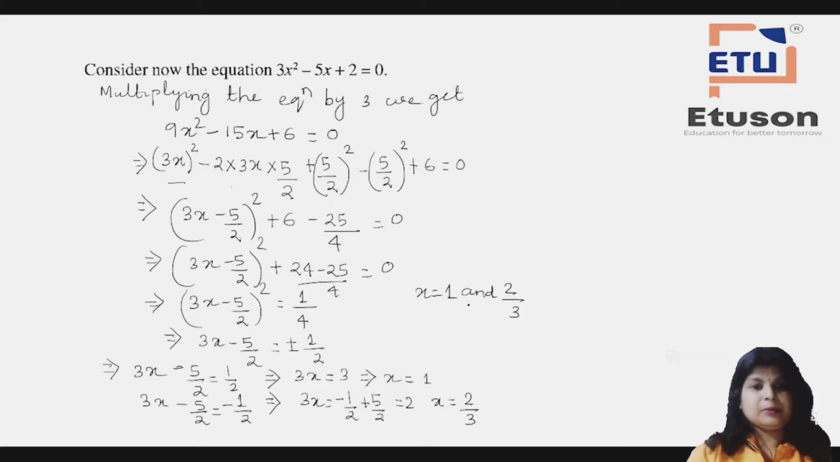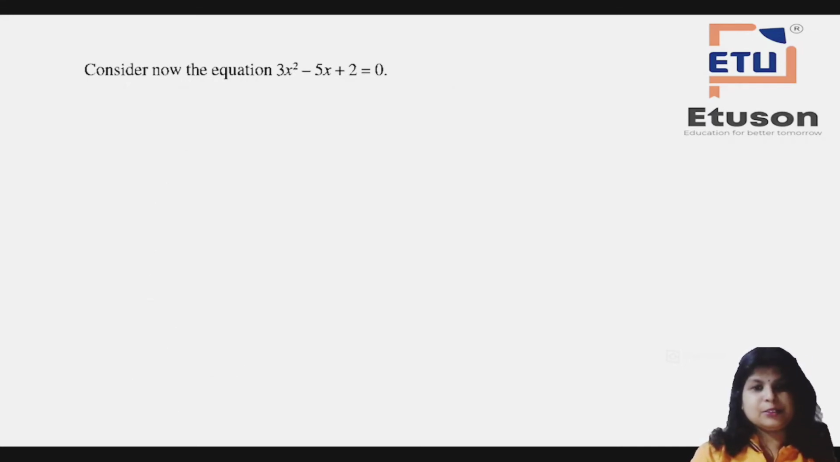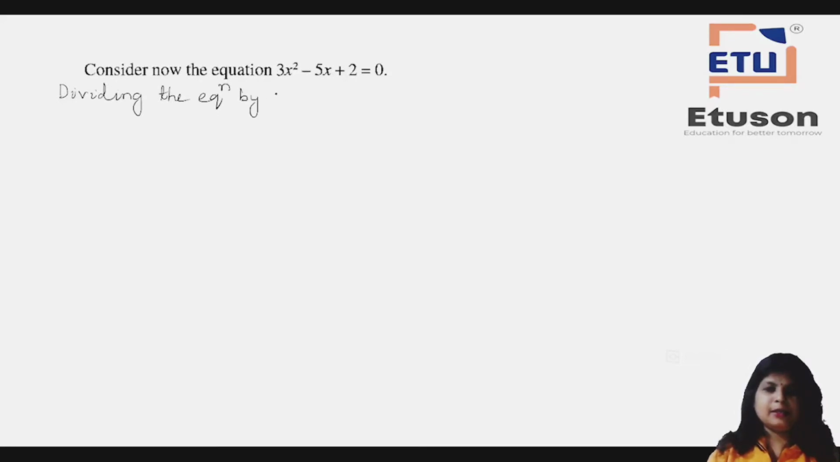So now let us solve the same problem by dividing it by 3. So 3x square minus 5x plus 2, we will divide the equation by 3. Dividing the equation by 3, what do we get? We get x square minus 5 by 3x plus 2 by 3 is equal to 0. Correct or not? Now I will bring it to the form a minus b whole square, that is a square minus 2ab plus b square.